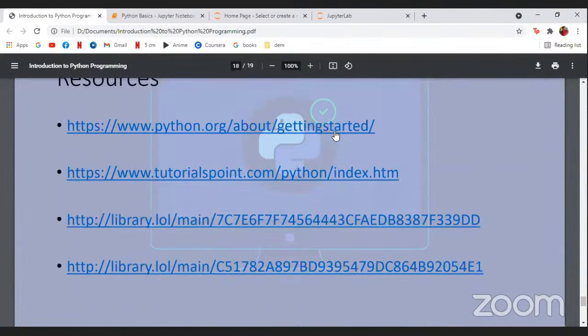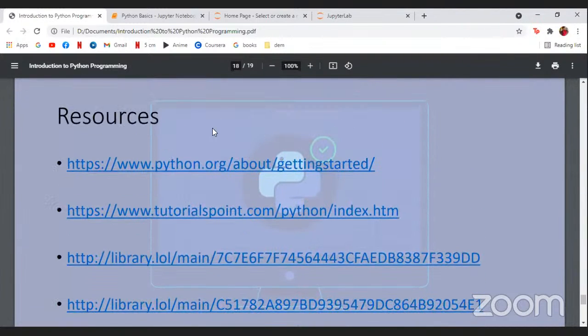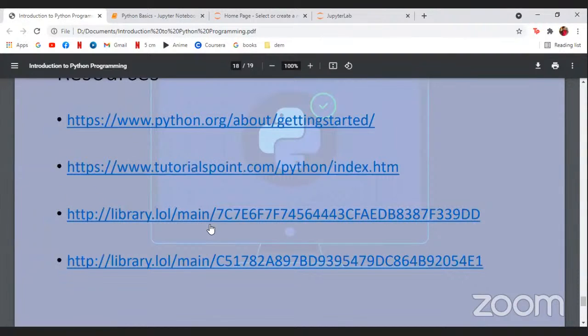So if you want to learn more about Python, I've added a few resources here. Obviously, this class is not meant to be self-sufficient. This is just an introduction, and you'll have to do a lot more experimentation on your own, digging on your own.